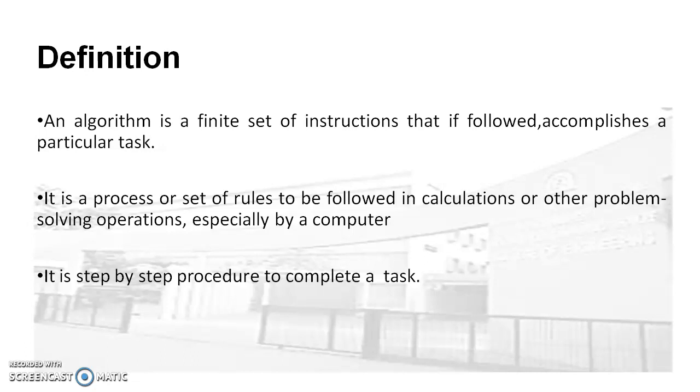What is an algorithm? An algorithm is defined as a finite set of instructions that, if followed, accomplishes a particular task. To be very specific, this task will be executed with the help of a computer. So you can say that it is a process or a set of rules to be followed in calculations or in problem solving operations that are being done with the help of a computer. It is also said to be a step-by-step procedure to complete a task. So these are the various definitions of algorithm.